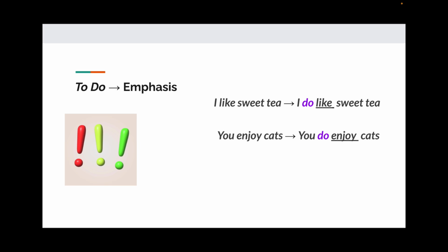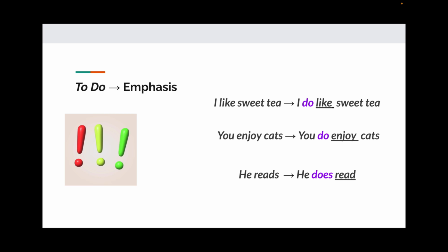I can also use do if I'm remembering something. Let's say you tell me, I enjoy cats. And I say out loud, as I remember, you do enjoy cats. I use a different tone as I'm remembering something, but I still use do to emphasize the main verb, in this case, enjoy.